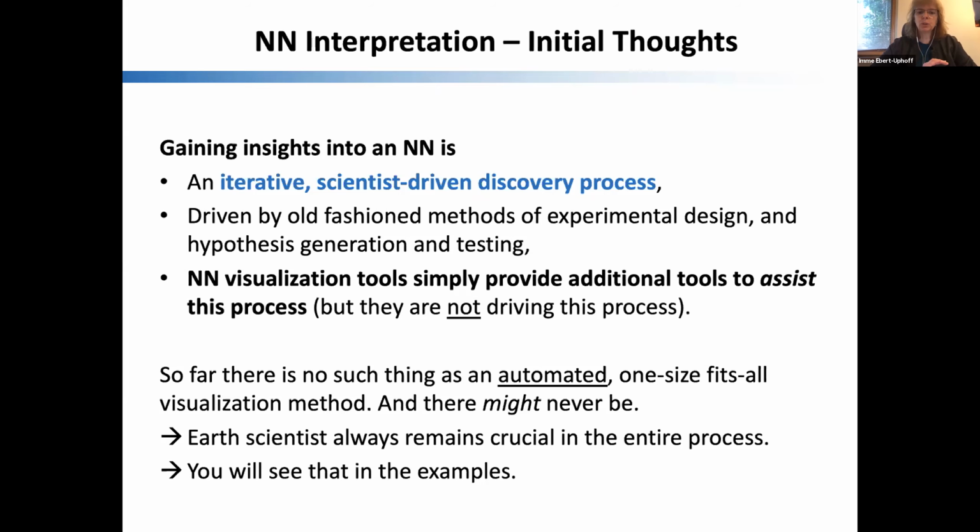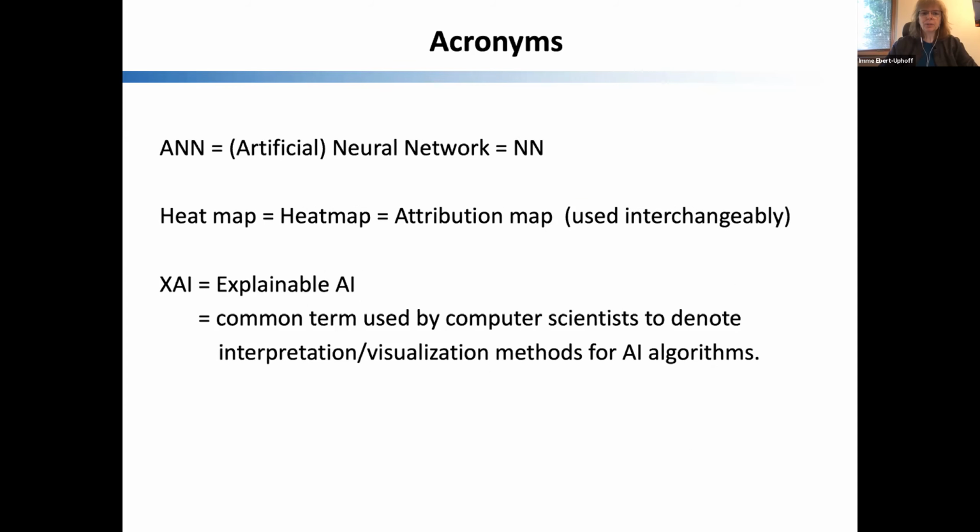All of those visualization tools are just additional tools. I see that a little bit like, if you use a microscope in biology, the microscope doesn't give you the solutions, but it's an additional tool to figure something out, right? And it's a little bit the same thing with neural network visualization tools. They provide additional tools to look inside the black box of neural networks, but they're not providing the results themselves. You still have to have the earth scientist in the loop. So the earth scientist will always remain very crucial in the entire process, and you will see that in lots of examples.